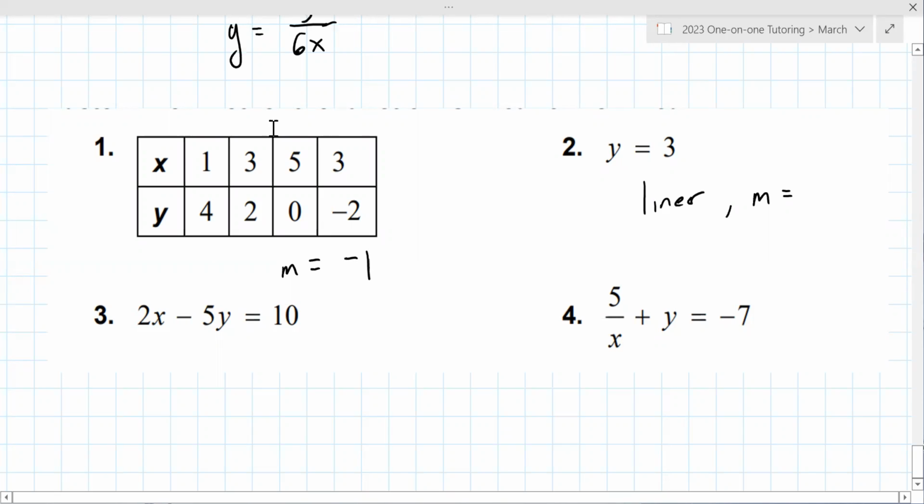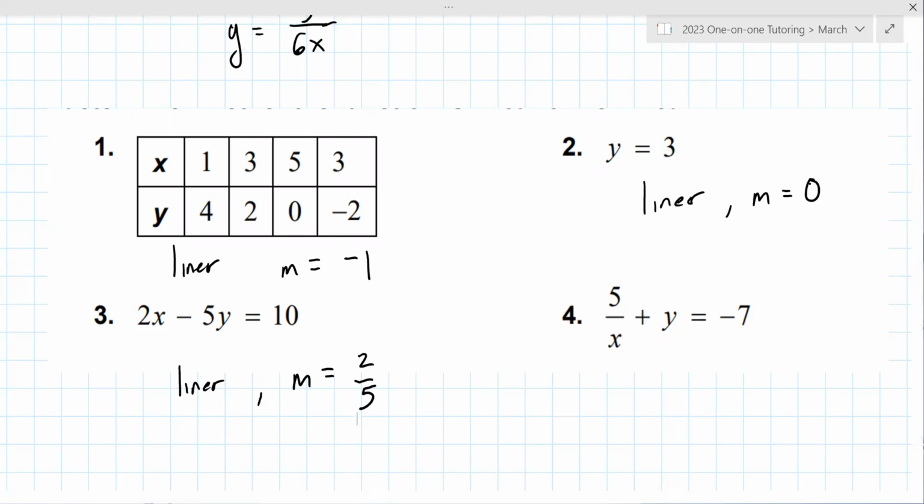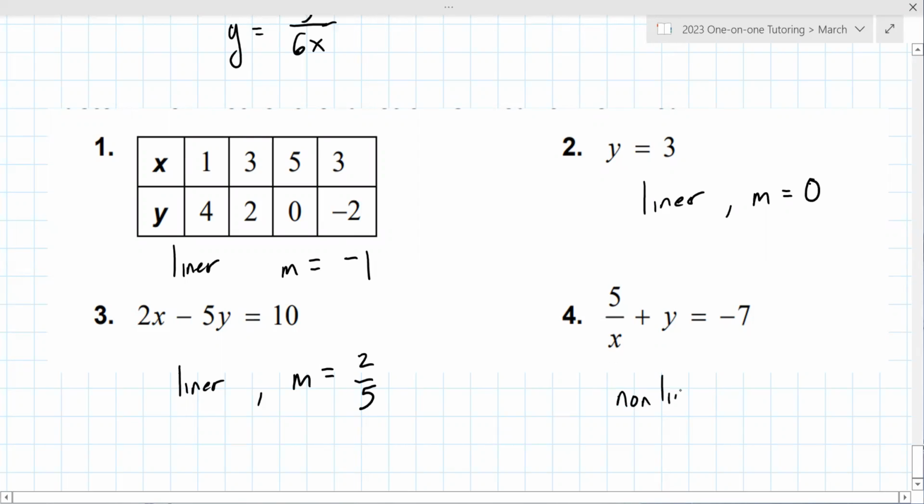Okay. 2, and the slope is 3. Oh wait, no, the slope is 0. Okay. 3 is linear, but it's like a weird linear, like you'd have to do weird division. Okay, so go ahead and do that. -5y equals -2x. The slope is -2/5, or 2/5, just 2/5. It is 2/5. Good. And then 4 is linear. Wait, no, 4 is nonlinear because if it was x over 5, then it would be linear, but it's 5 over x. Okay, good.